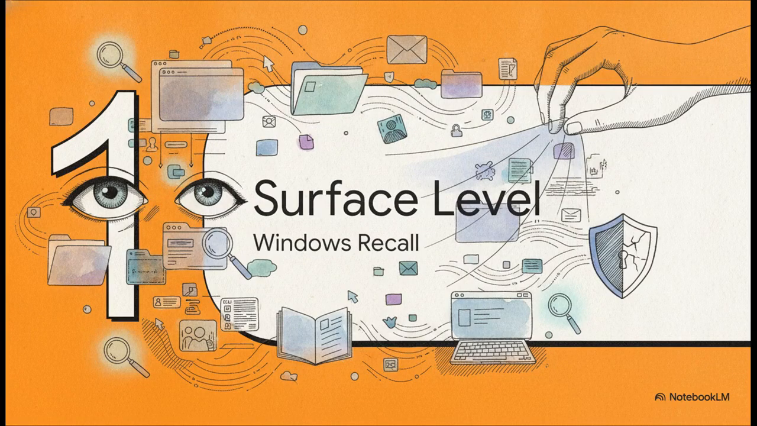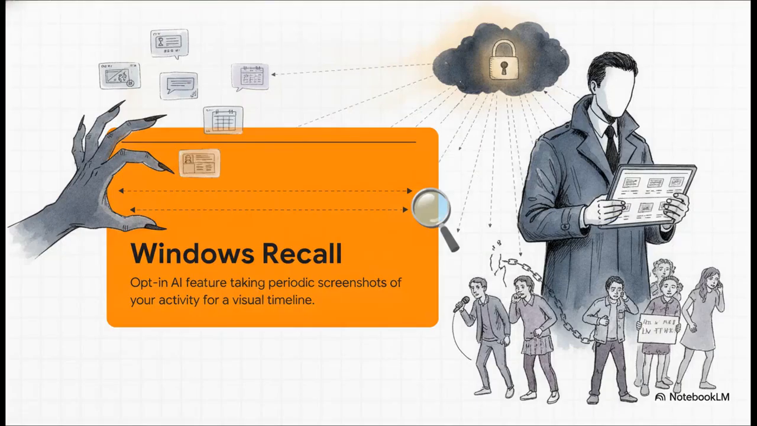Section 1. Surface Level, Windows Recall. Let's start at the visible surface of your privacy settings, with the feature making all the headlines right now. We have to talk about Windows Recall because it represents a massive shift in how the operating system interacts with your personal information. Now, while Recall might capture incredibly sensitive things like banking screens or private messages, the crucial point here is that it is strictly opt-in, and it's processed entirely on your local device via the neural processing unit.